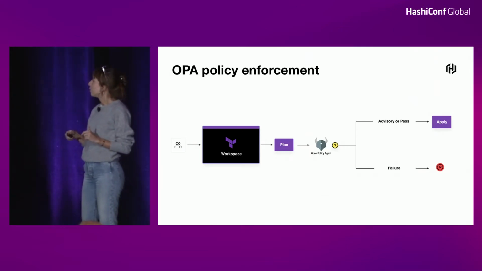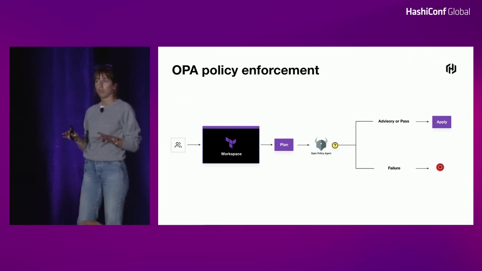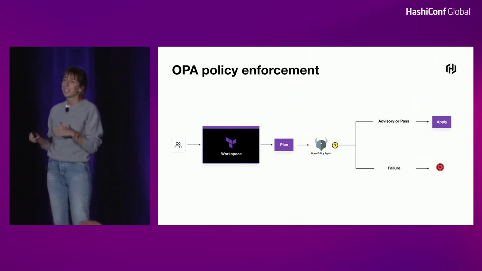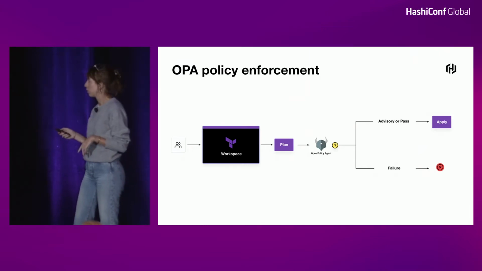I'll go over the enforcement levels in a little bit more detail later, but there are two available, advisory and mandatory. An advisory basically just lets the user know that there was a failure, but will allow them to create their configuration anyway. Mandatory will hard fail unless you configure an override, which I'll walk you through in just a little bit.